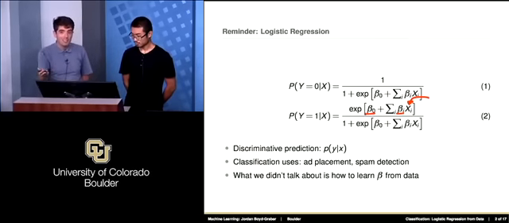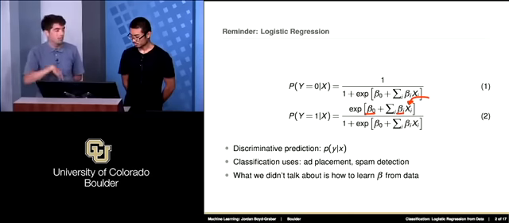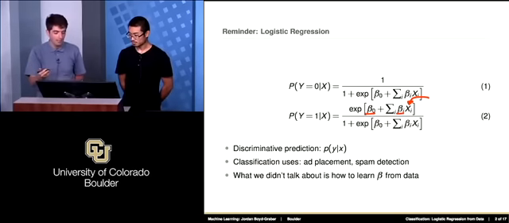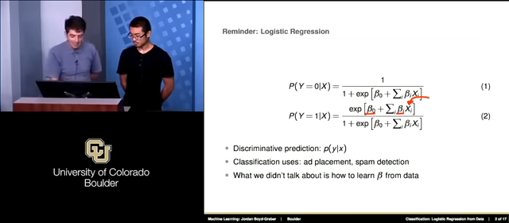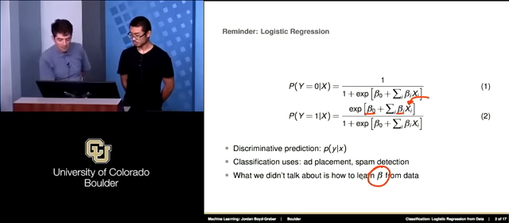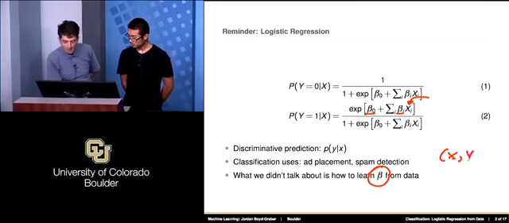And it's used for lots of different things: spam detection, ad placement. It's a huge workhorse in machine learning. What we didn't talk about last time is where these betas come from, and how do you learn them from a bunch of examples of x, y pairs.